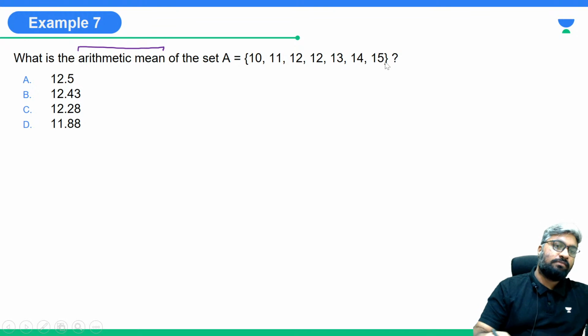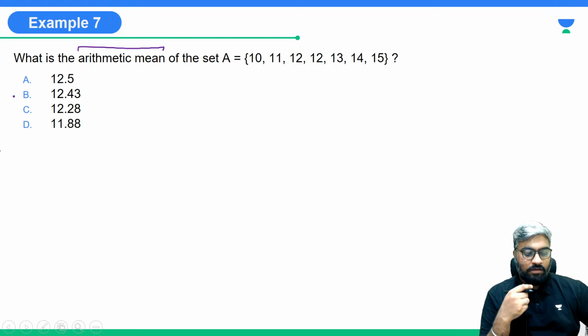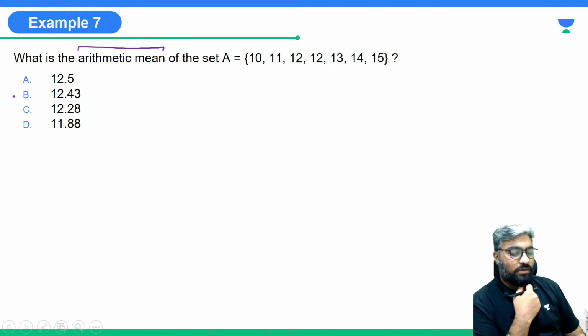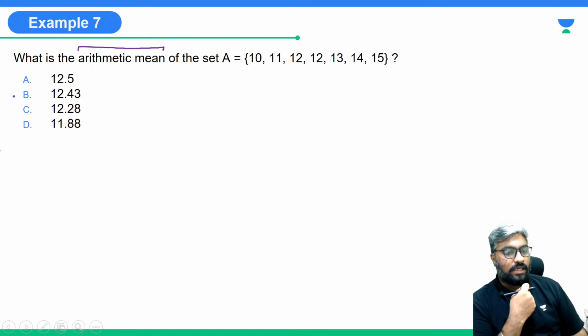Shruti says B, 12.43, okay. Tirupati is saying 12.43, superb. Priya says 12.43, very good. Jasmine Deep is saying 12.43, okay.